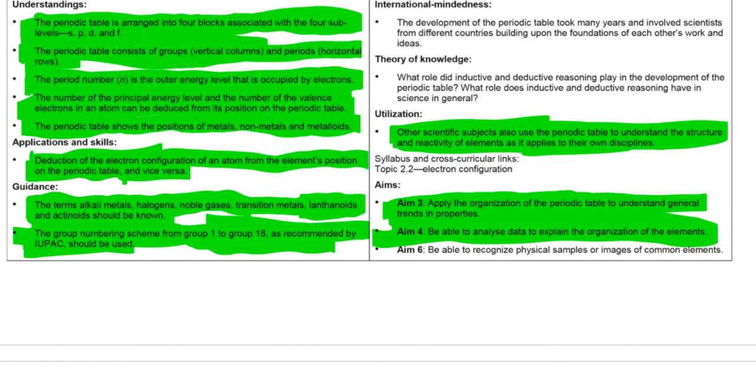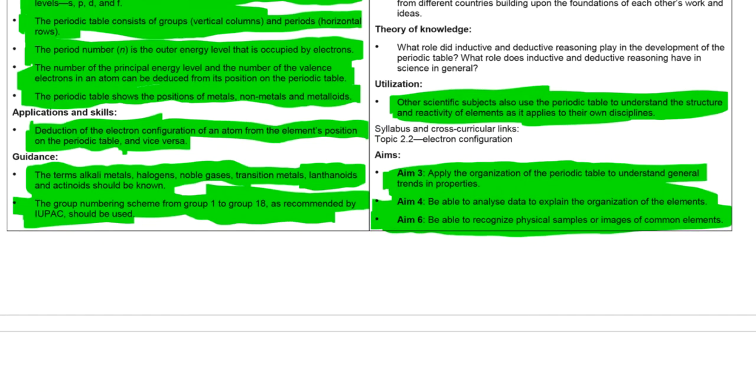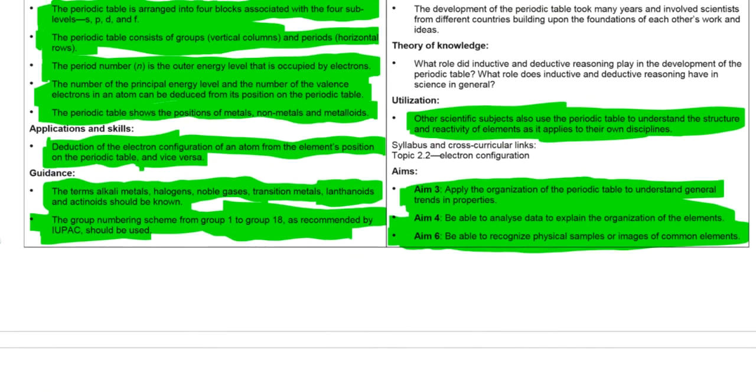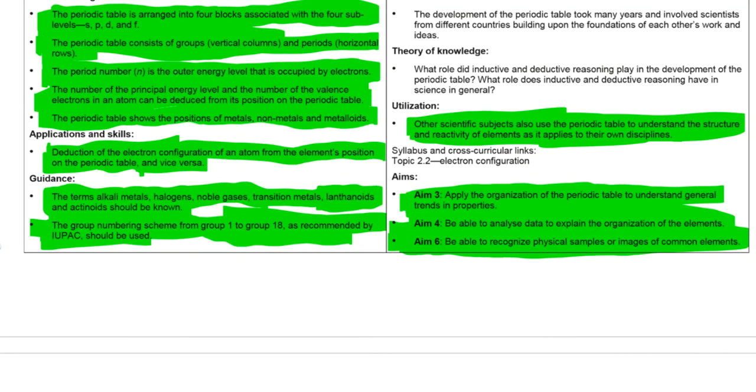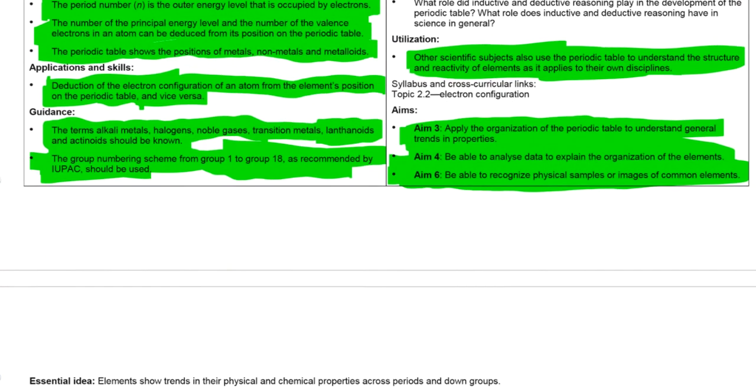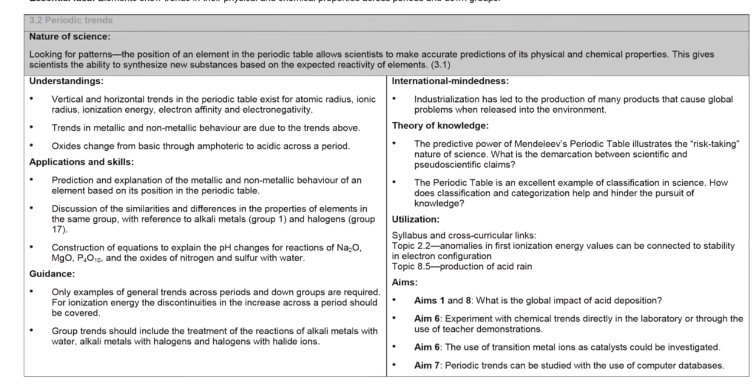So you're going to talk about how the atomic number is used to order the atoms and elements. However, their positions are based on other properties. Be able to recognize physical samples or images of common elements. So if you see images of alkali metals, alkaline earth metals, you should be able to know some of the properties. You need to remember that alkali metals are shiny and they're generally easy to cut, and this will help you identify them in images.